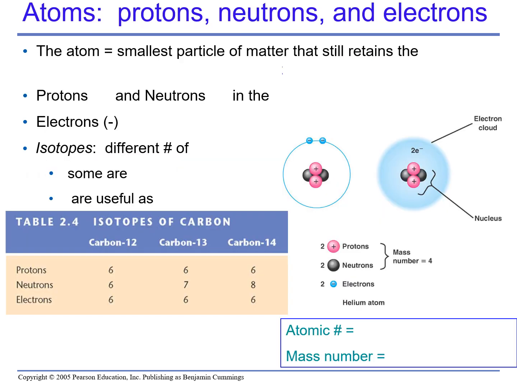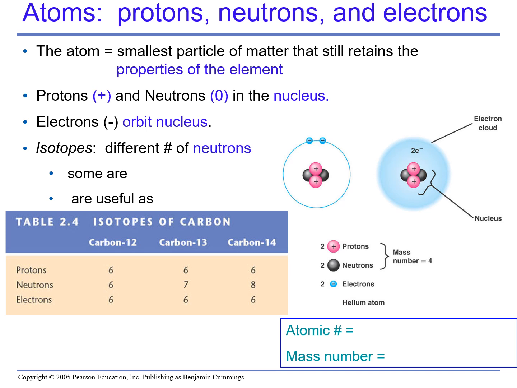Let's discuss atoms, protons, neutrons, and electrons. The atom is the smallest particle of matter that still retains the properties of the element. Protons are positive and neutrons are neutral in the nucleus. Electrons are negative and they orbit the nucleus. Isotopes have a different number of neutrons. Some are radioactive and are useful as tracers.